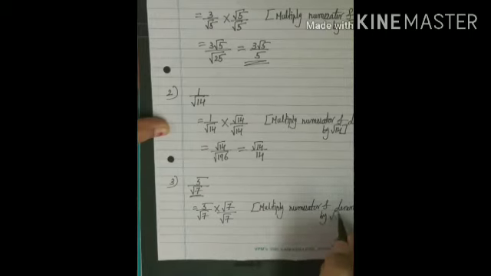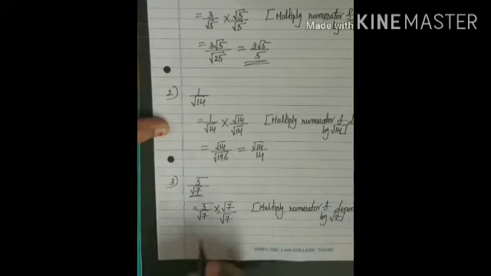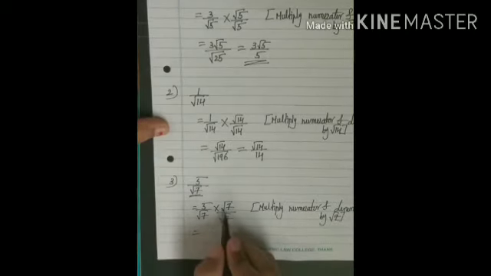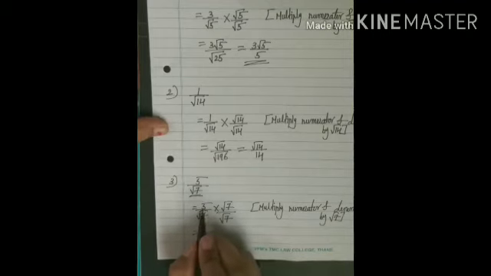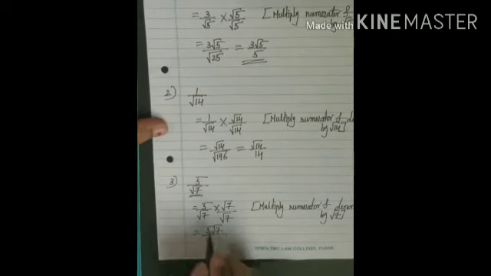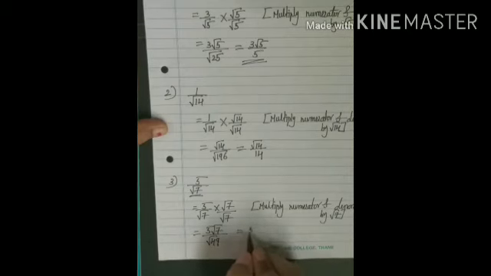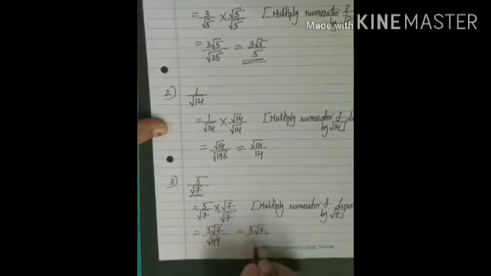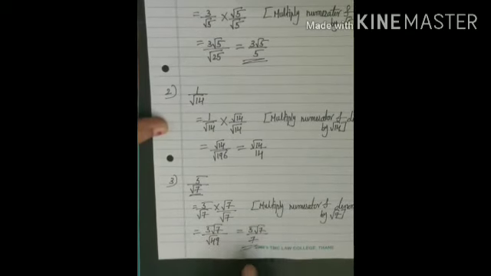Now, children, 5 and root 7 we can't multiply, because this is without root and this digit is with the root. So what will you write? 5 root 7. 7 sevens are 49. 49 is a perfect square, children, so it will come out of the root. Yes, 5 root 7 upon 7. This is the answer of the third one.